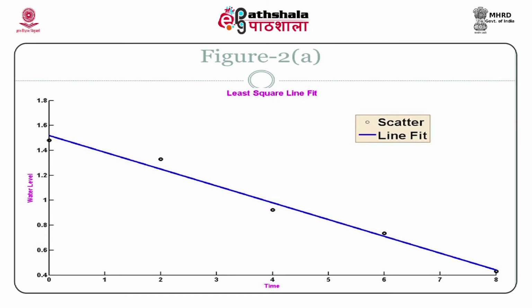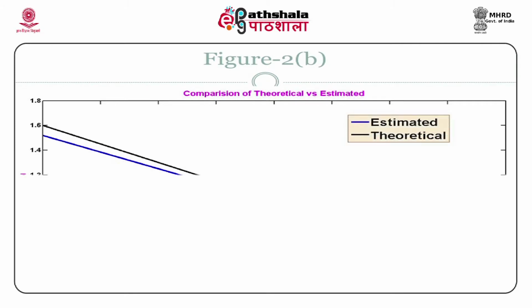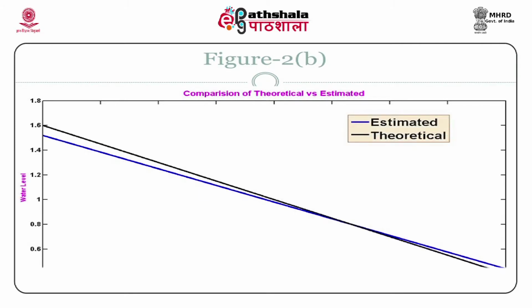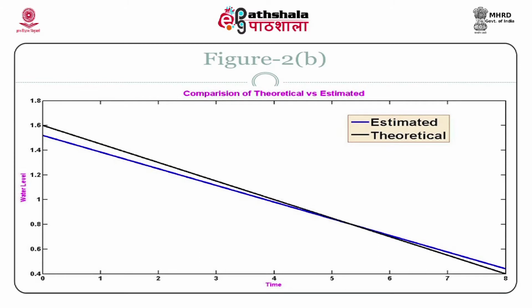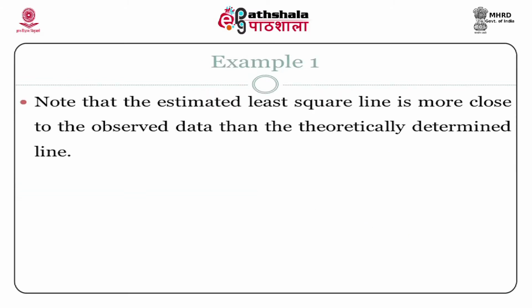So, you can see that the observed data line is not passing through any of the data points, but it is very close to the data points. And the black one is the theoretical line, whereas the other is the observed line. So, the observed data line need not be the same as the theoretical estimate. But one can see that estimated values are closer to the observed data points rather than theoretical data points, because that is how we have obtained those estimates. Note that the estimated least square line is closer to the observed data than the theoretically determined line.